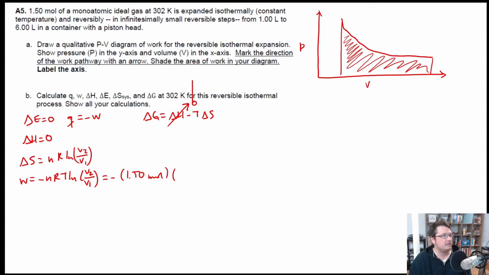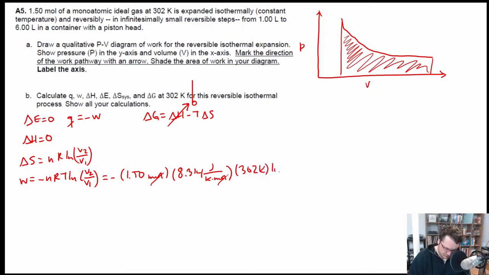That doesn't matter in this case. I don't need CP or CV, so it's simply R, the ideal gas constant, 8.314 joules per Kelvin mole, times the natural log of V2 over V1. The final volume is 6 liters over 1 liter, so moles cancel, liters cancel. Oh, I forgot the temperature. I'm jumping ahead of myself. Temperature is 302 K.